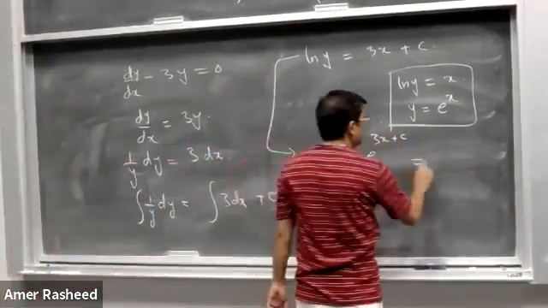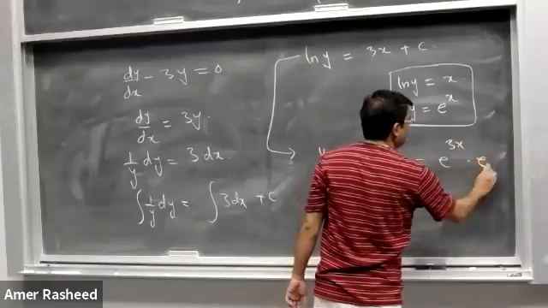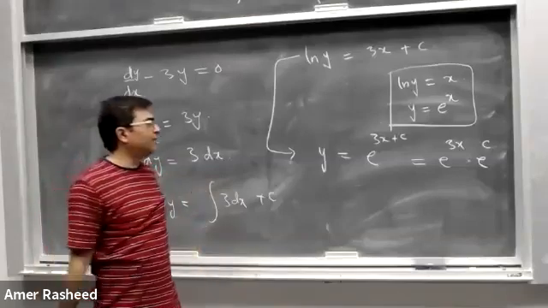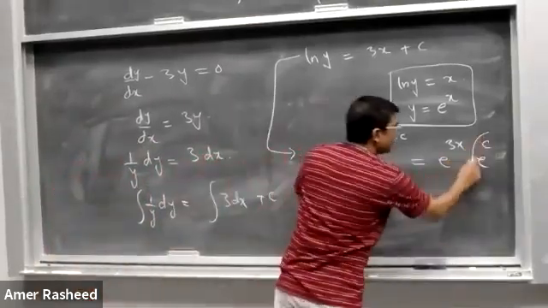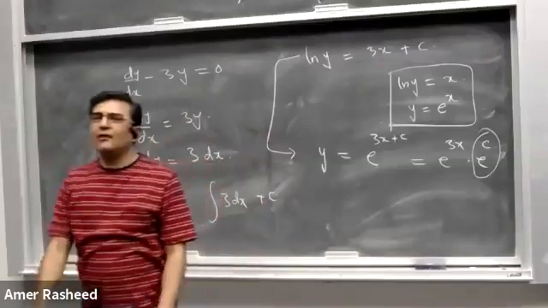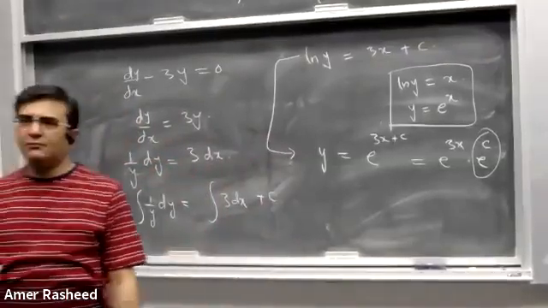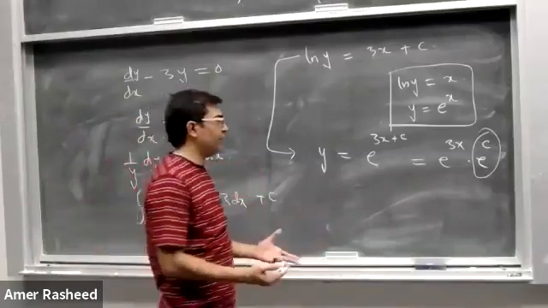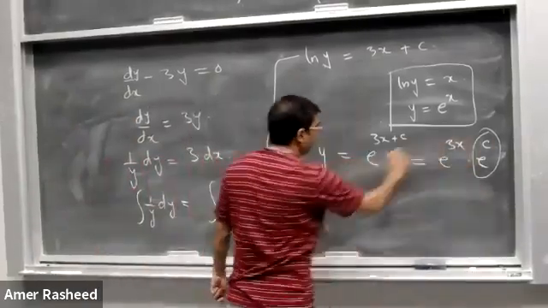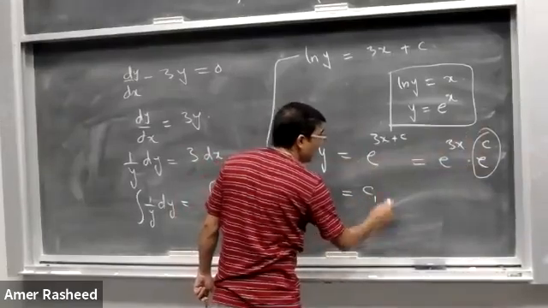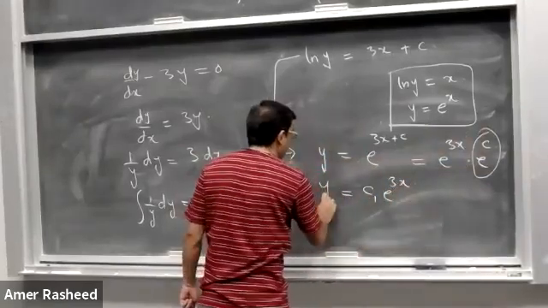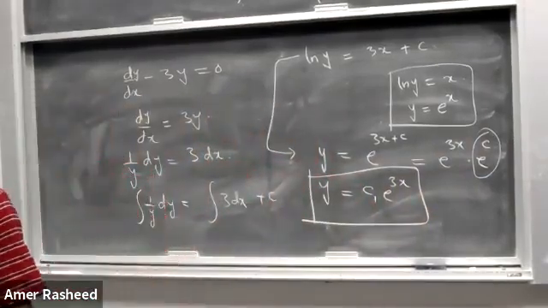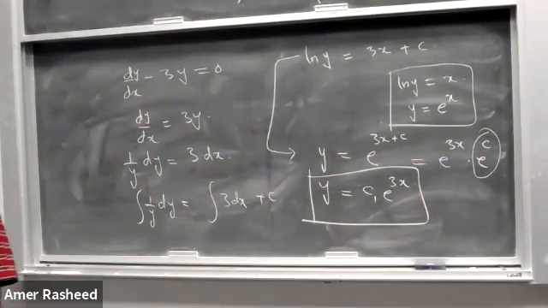Now e raised power 3x plus c I can write as e raised power 3x times e raised power c. I have separated the terms here. Now e raised power c is what? It's a constant. c is an arbitrary constant, and e power c is another arbitrary constant. So instead of e power c, I write c1 e raised power 3x. What do we get here? The same solution which you obtain by using the other technique.